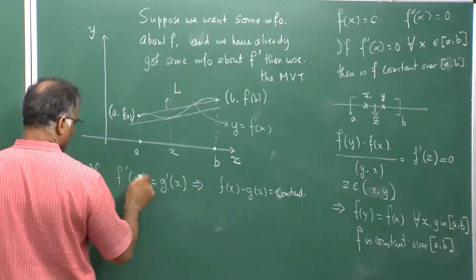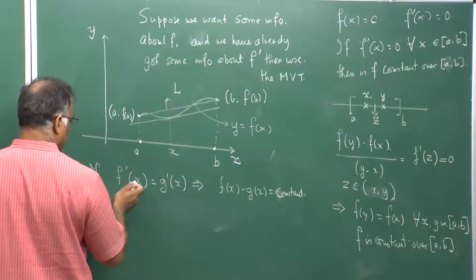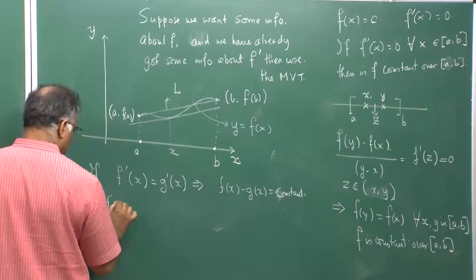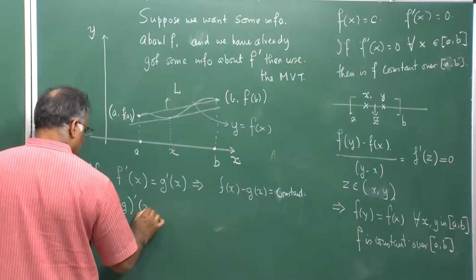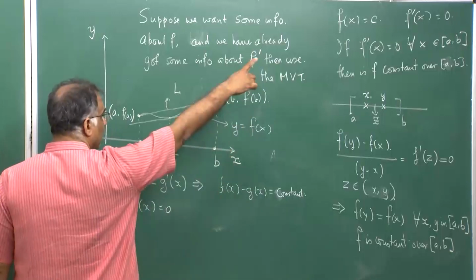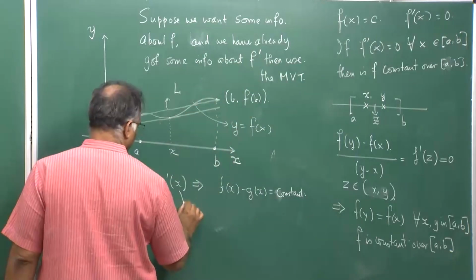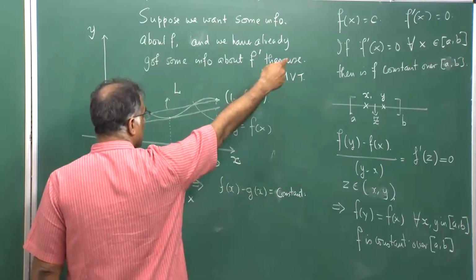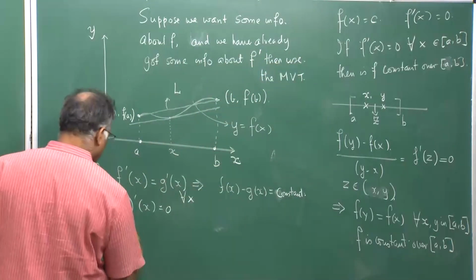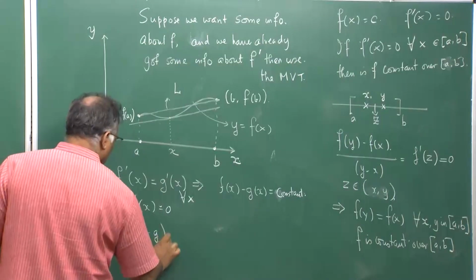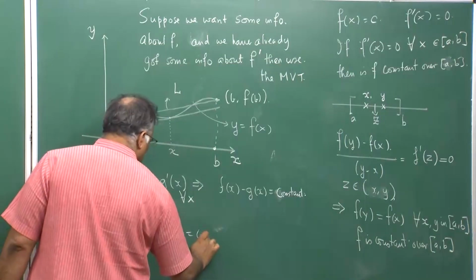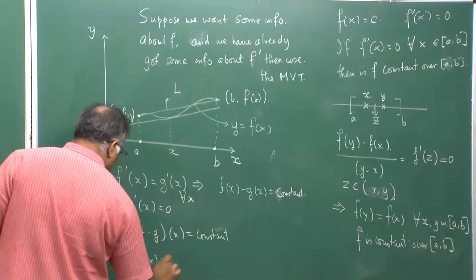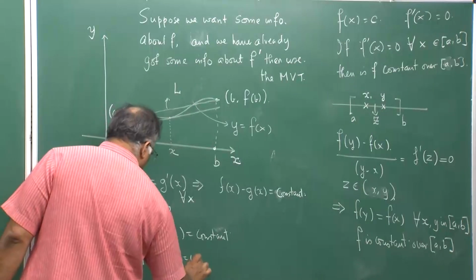What does it mean? f dash x is equal to g dash x. This implies that (f minus g) dash of x is 0, and from the above result, this is true for all x. We have shown that if f dash x is equal to 0 for all x, then f must be constant. So, (f minus g)(x) is constant, and by definition this is nothing but f(x) minus g(x), and that is constant.